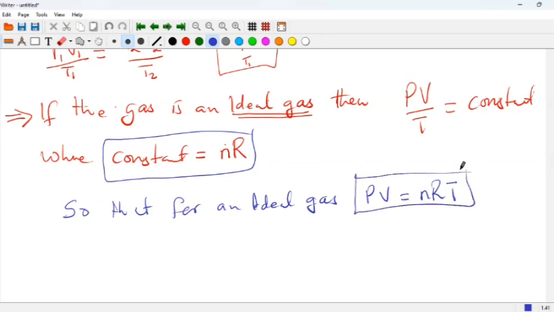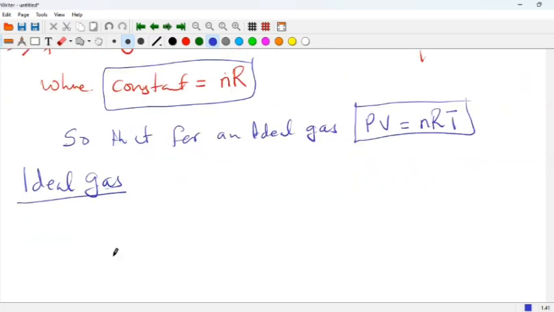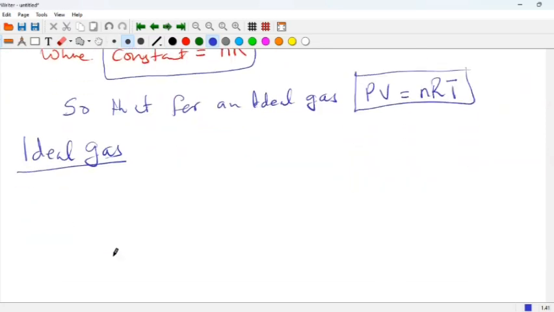What is an ideal gas? I'm going to leave this as homework for you to be able to describe an ideal gas. You must explain 5 properties of an ideal gas as homework. What are the 5 properties of an ideal gas?